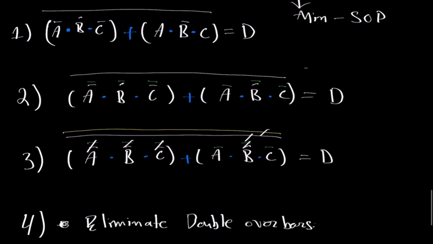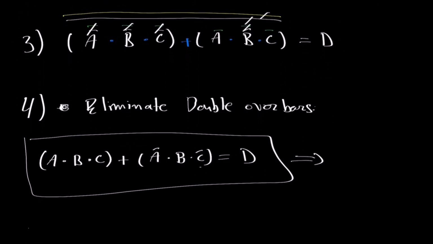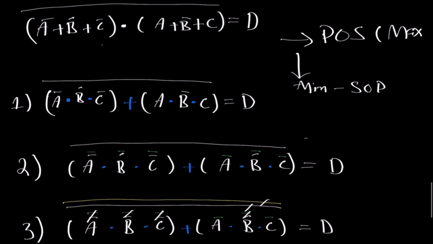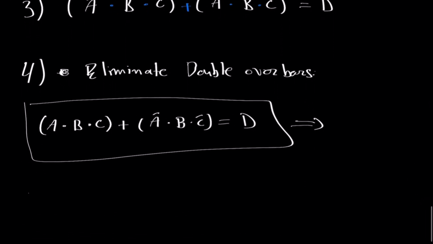We said our answer will be a sum of products, which is the sum, and these are the products. Our beginning function was a product of sums. We had two sums that got multiplied together. Our outcome was a sum of products, or min-term.